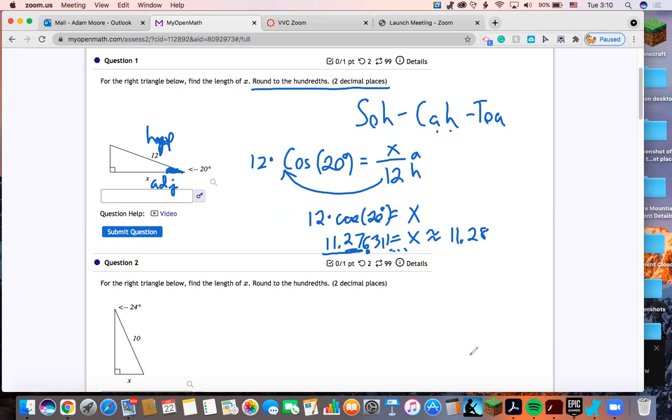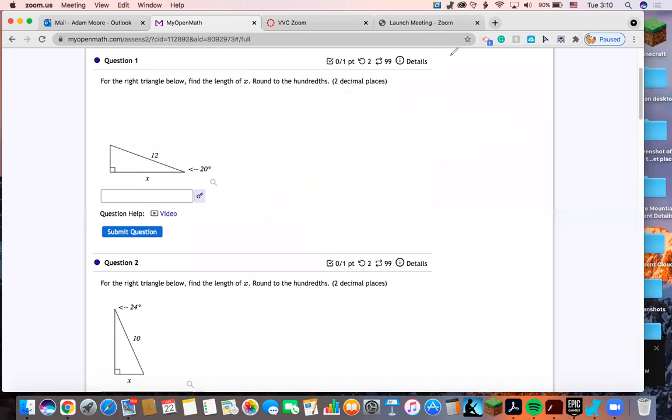It'll be similar for all the other problems in the first few here. Let me clear off all those drawings and let's get on to the next one. Oh, I'm still annotating. Hold on. Okay.